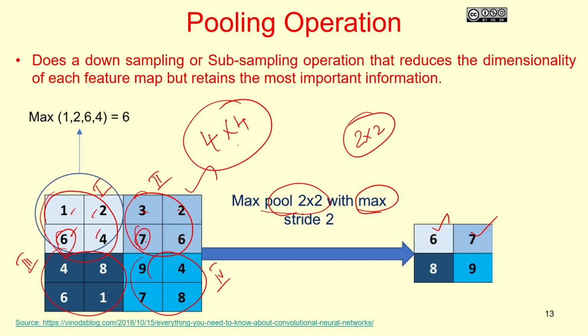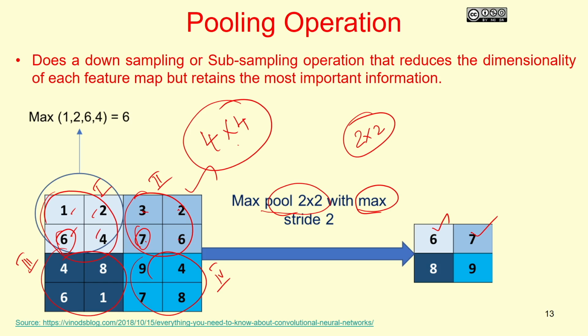So what is the pooling operation? The pooling operation performs a downsampling or subsampling operation that tries to reduce the dimensionality of a huge feature map, but retains the most important information, right. So that is the major idea behind pooling.